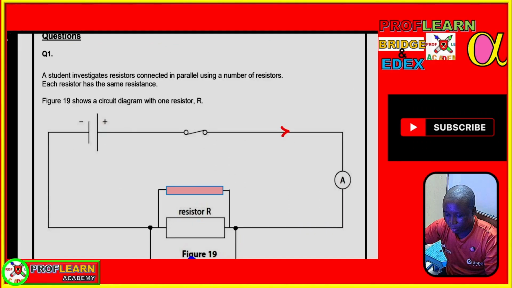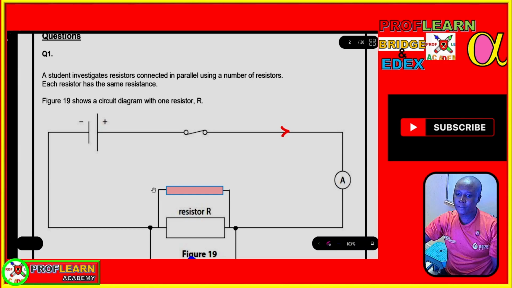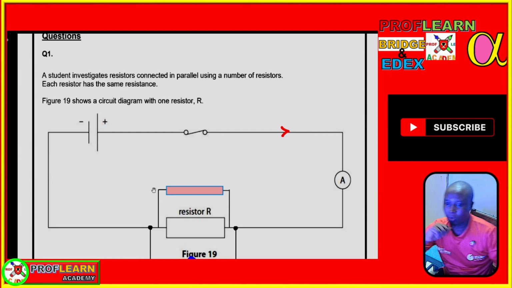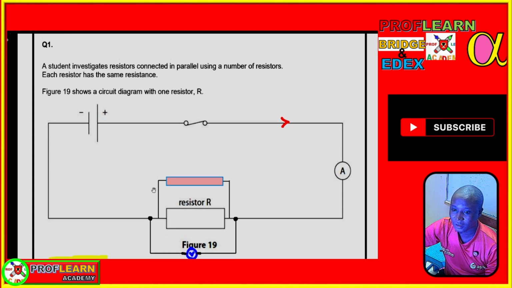Is the question to do with electricity. That's an area that you need to focus on before you sit for that exam. So we are told here in question 1 that a student investigates resistors connected in parallel using a number of resistors. Each resistor has the same resistance.